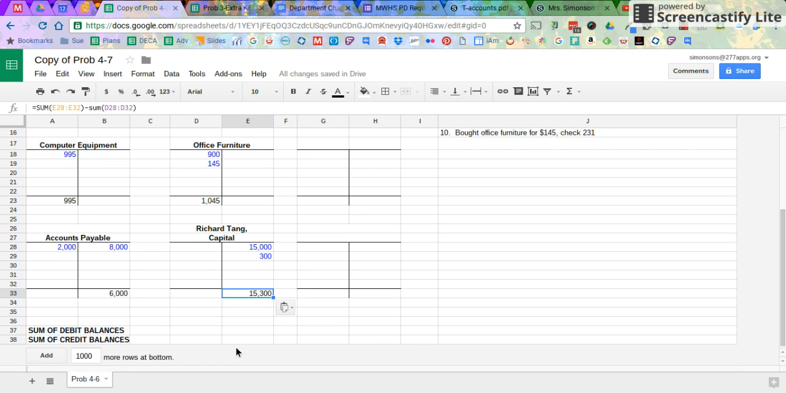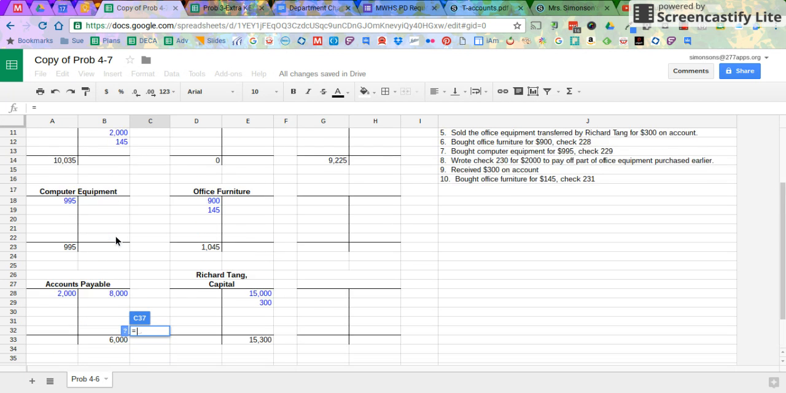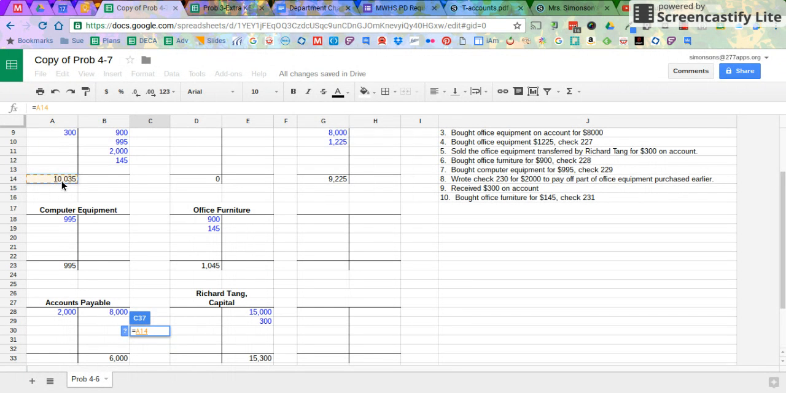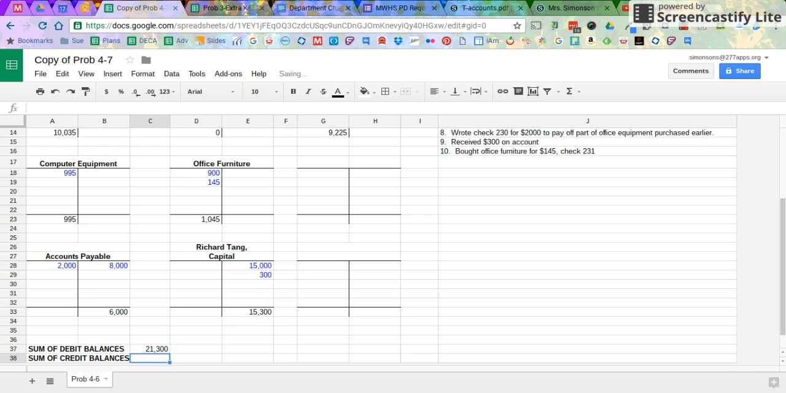Okay, and then let's just double check our balances here. So I'm going to say this is equal to, and I'm going to click on this, plus this, plus this, plus all 5 of my assets. Do I have a plus sign? I do. And this guy. Okay, and then I'm going to do the same here. I'm going to say equals this plus this credit balance. So all the credit balances together with all of the debit balances. And now I know that they are in balance.